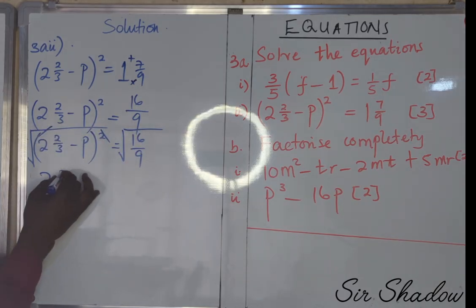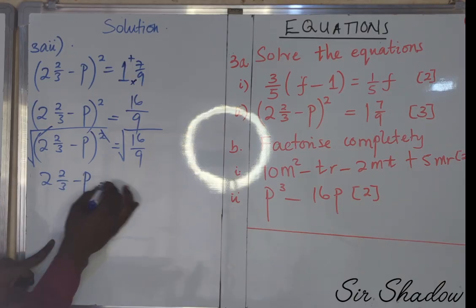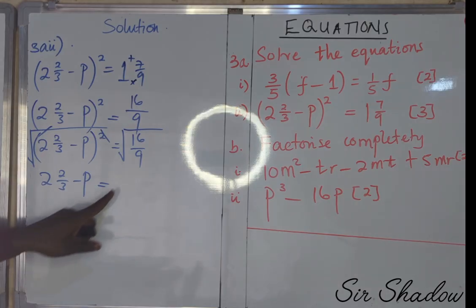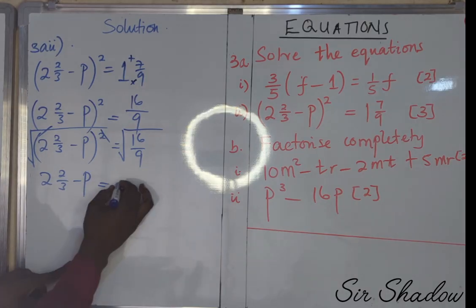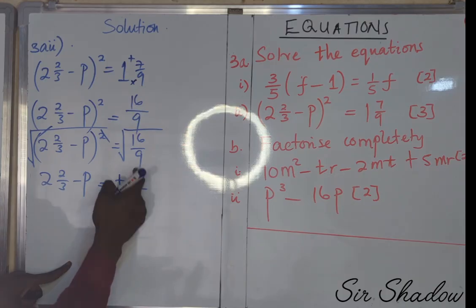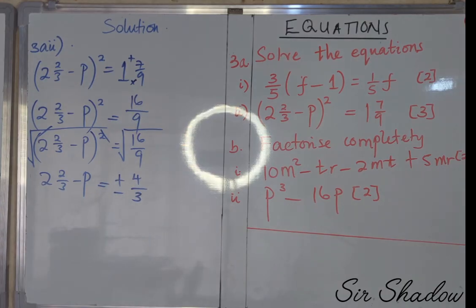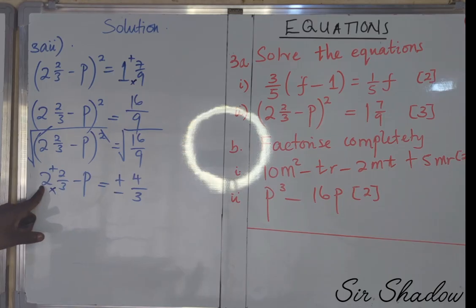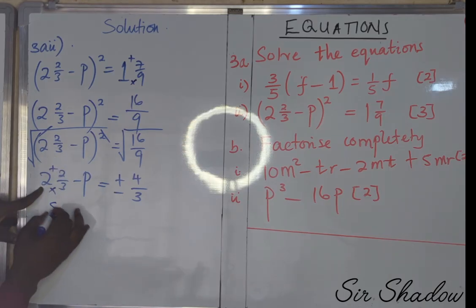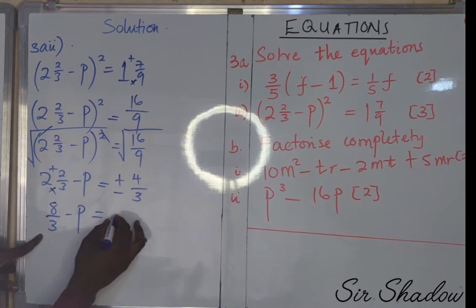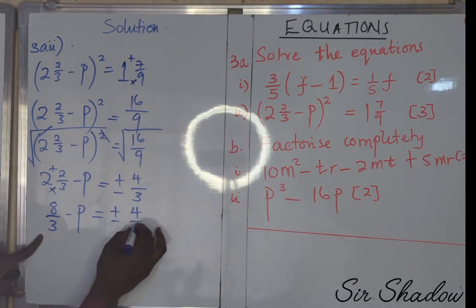Now we are left with 2 whole, 2 over 3 minus p equals the square root of this perfect square number. This will give us a positive or negative. Square root of 16 is 4, square root of 9, we get 3 here. We can convert this one into an improper fraction. So 3 times 2, we get 6, plus 2, we get 8. So now 8 over 3 minus p equals plus or minus 4 over 3.